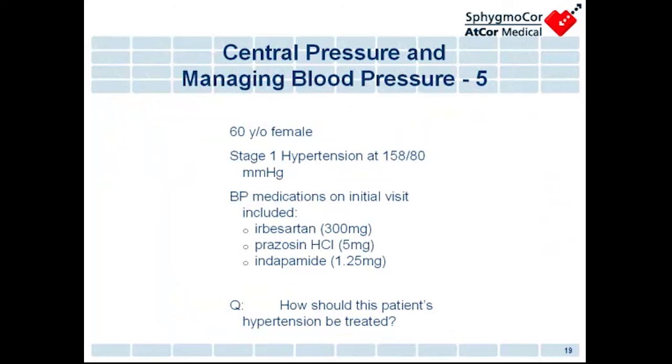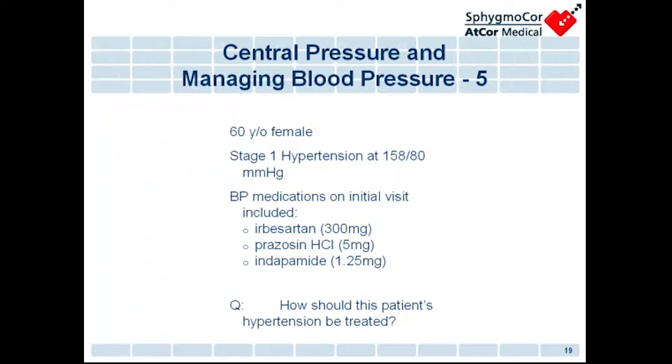So, case number 5, and then I think we're going to stop, is a 60-year-old female with a blood pressure of 158/80. Initial medications include irbesartan, prazosin, and indapamide. I have to say, in my own practice, I use very little prazosin. If I'm going to use an alpha blocker, I'm going to use something that's even a little longer acting, such as doxazosin. But again, that's a third or fourth line drug. How should this patient's hypertension be treated?